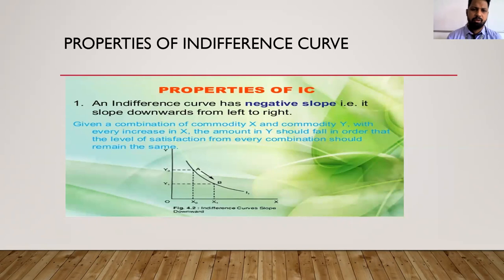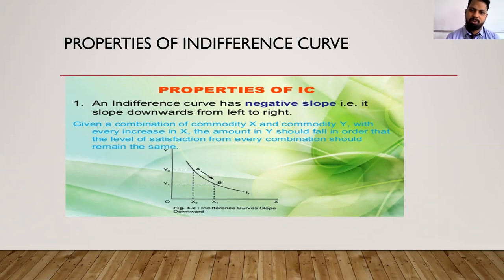And the first property of indifference curve is that it has a negative slope, which means it is sloping downward from left to right. Here we already mentioned that the indifference curve has an assumption that there are only two goods, X and Y. So in order to increase the consumption of one good, you have to reduce the consumption of the other one.